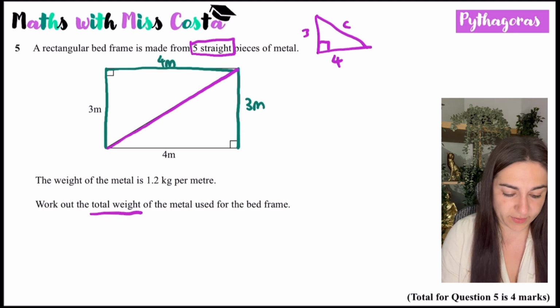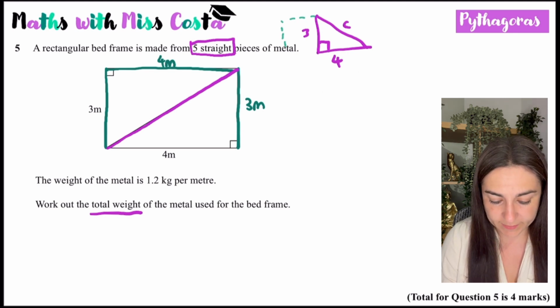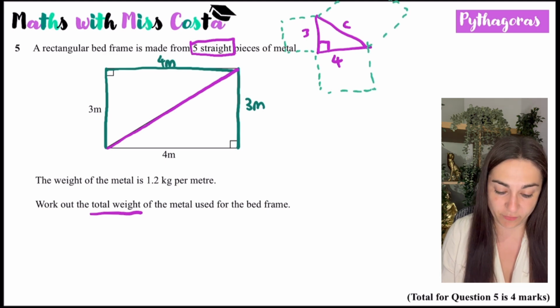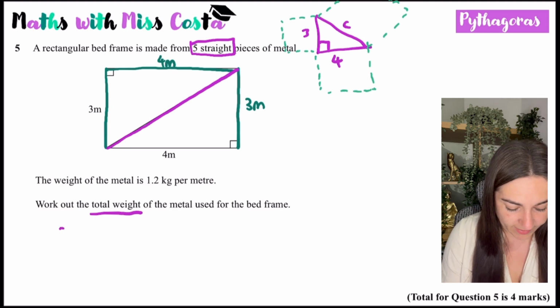Just a quick little recap if you've forgotten. The reason we do this is because the area of this square plus the area of this square would equate to the area of this square there. So you might remember doing it that way. So I'm going to do that to work out the side.